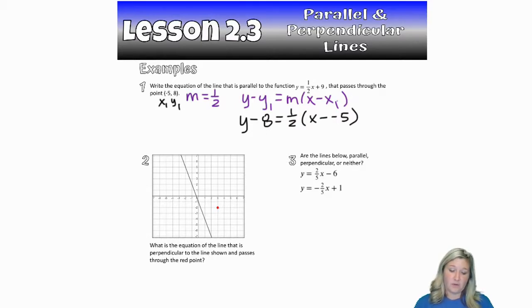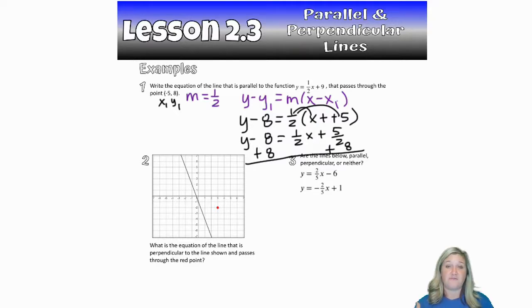And so therefore, I'm going to go ahead and change this to a +5. And so I'll distribute 1/2 to both of these. So this is y minus 8 is equal to 1/2 x plus 5 over 2. And then I'll end up adding 8 to both sides. So I'm adding 8 to both sides, and I'm just going to add it to the 5/2 because that's my whole number. It doesn't have a variable with it.